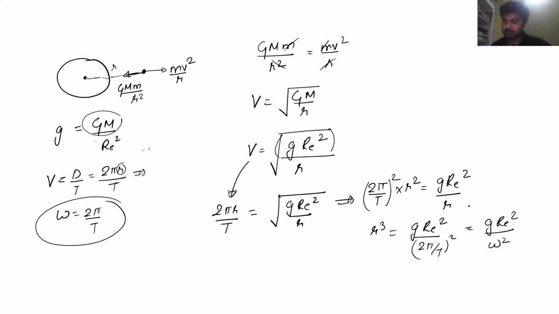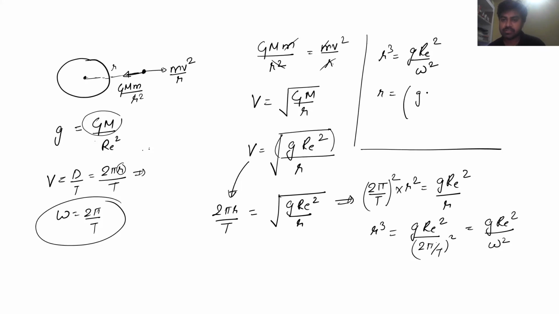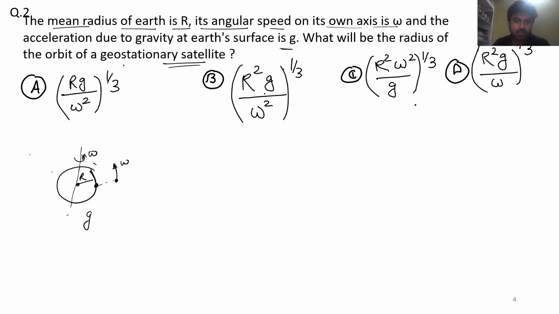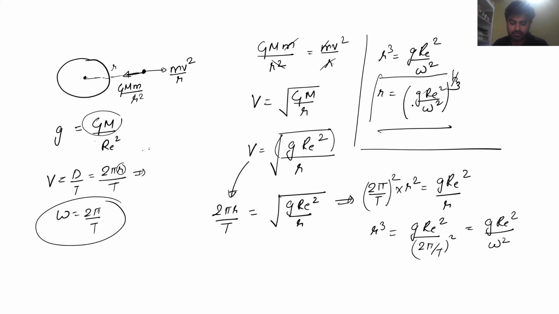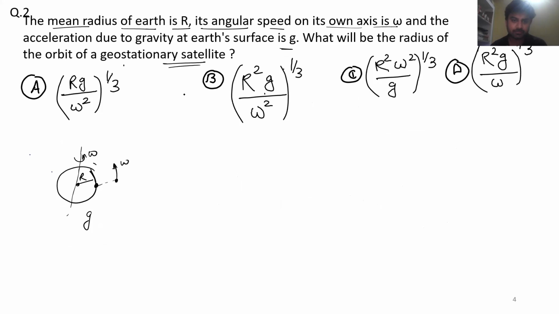Now if you take the power 1 by 3, because it is r cube now. r cube you got as g R E square by omega square. From here r will be equal to g R E square by omega square whole, to the power 1 by 3. Okay, the power is 1 by 3. This is the answer, right? Which is option B. Option B. Okay.